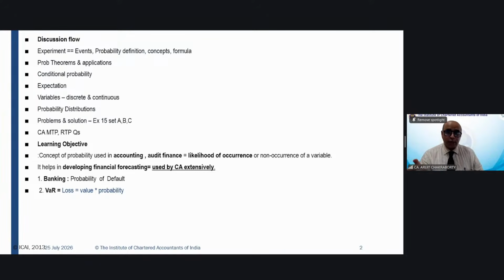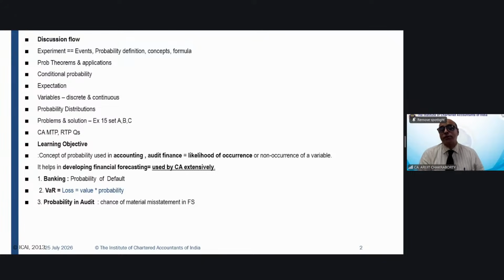Then in risk management, we have something called value at risk, which is nothing but something called expected loss. And there we use the value which is involved and the probability of a default. So please see the successful practical application of probability.